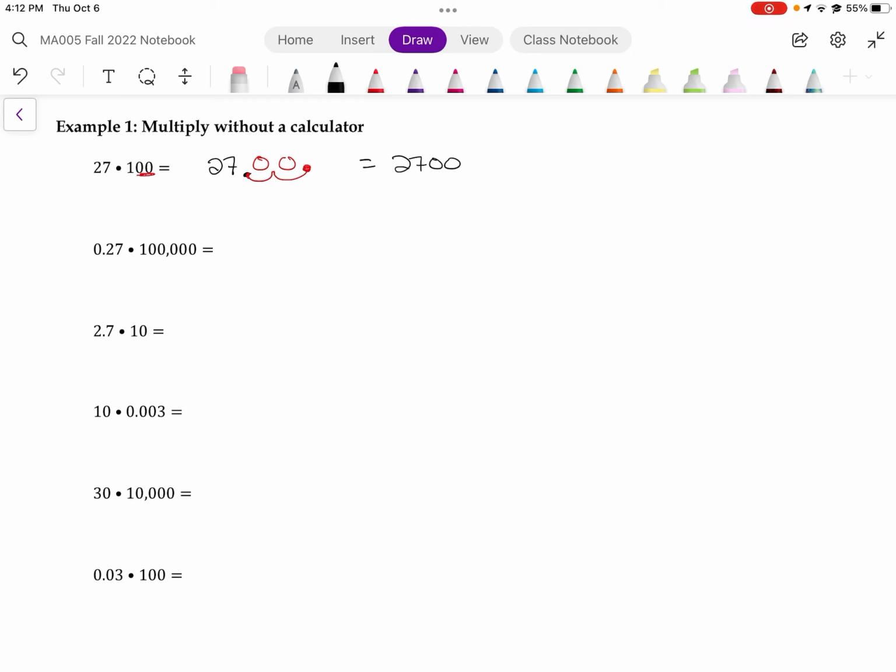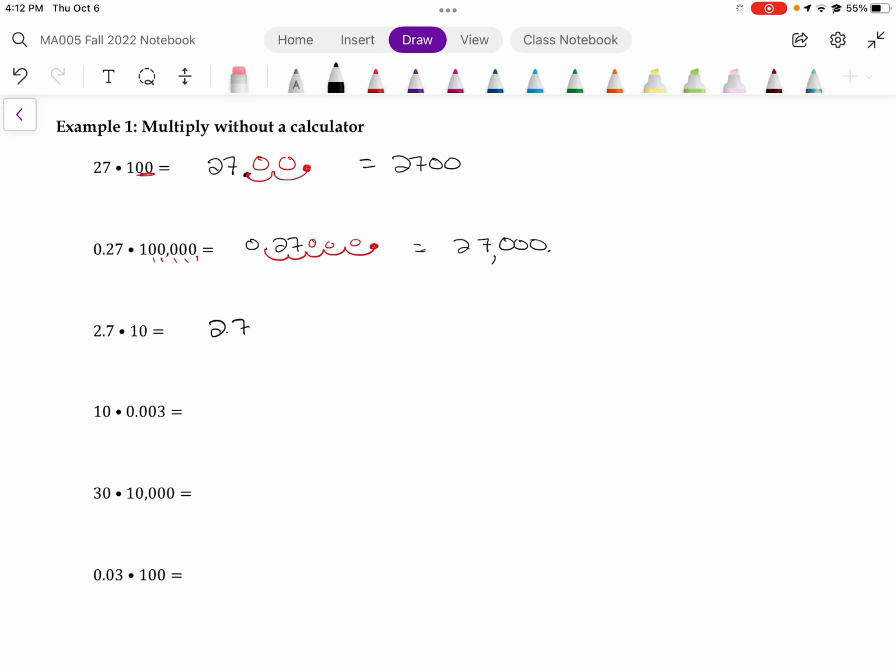The next one is 0.27. The decimal place was here. We're going to move it 1, 2, 3, 4, 5 places to the right, and the new decimal place goes here. We have to put some zeros in, and our new number is 27,000. If you hadn't tried those yet or you got them wrong, pause again, try again, if you just learned something new.